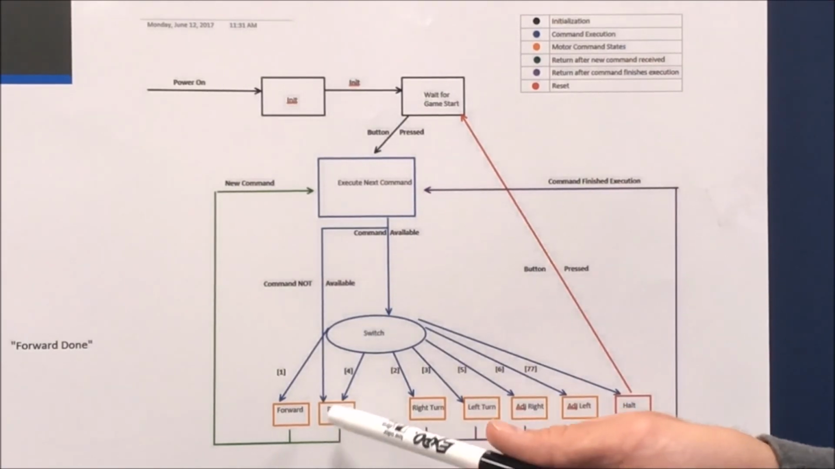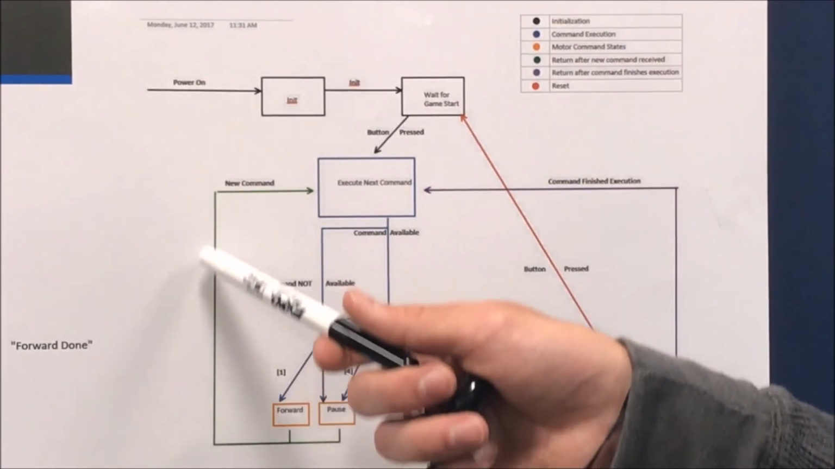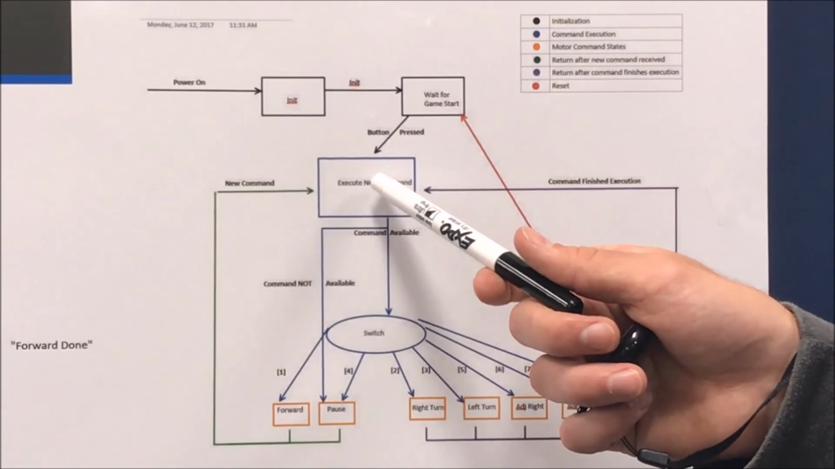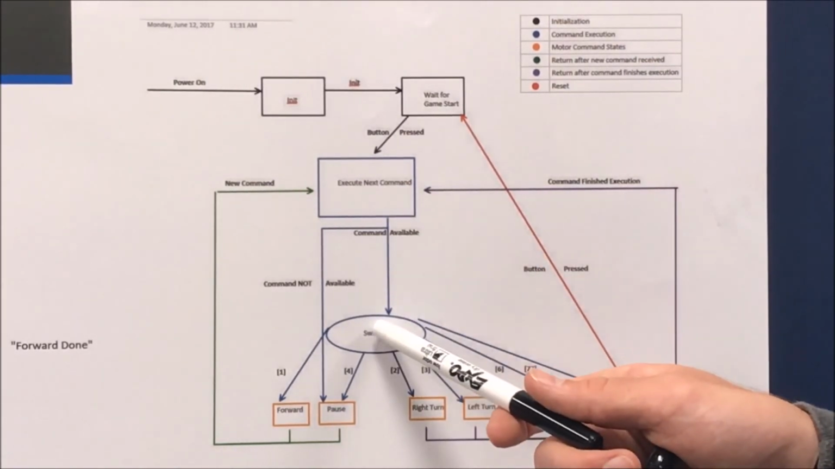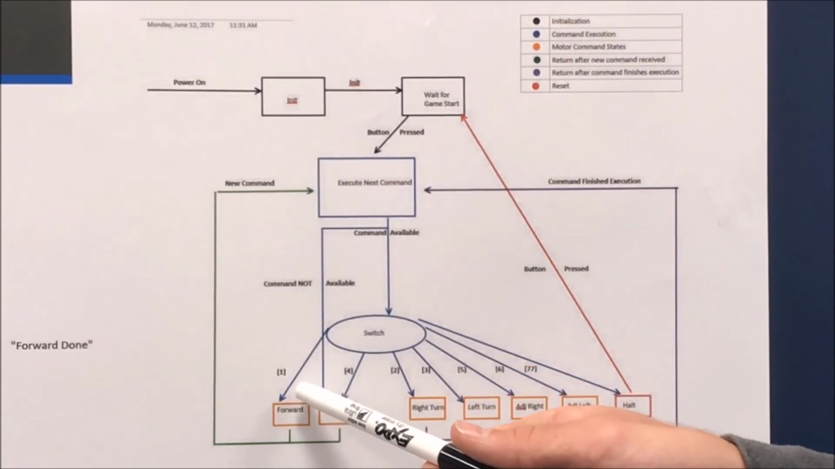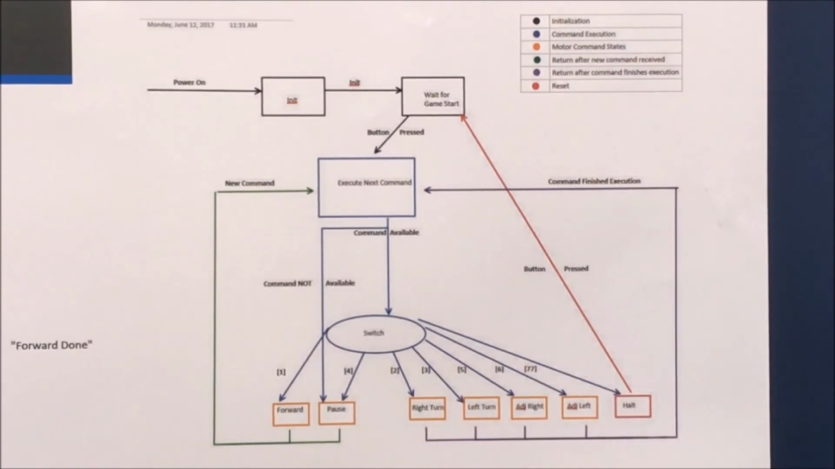In the case that it's forward, it would exit the pause state and go to execute next command. The switch statement would put it into the forward state, causing the motors to start driving forward, where it would remain in that state until the user presses a left turn, right turn, pause, or reverse.